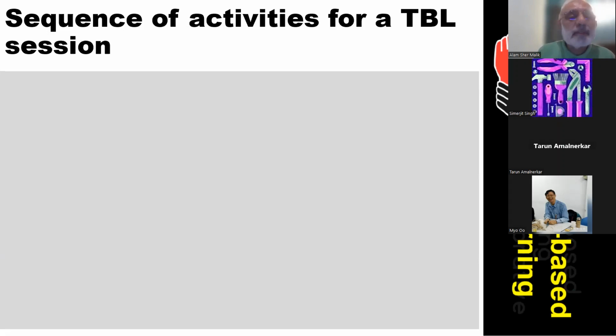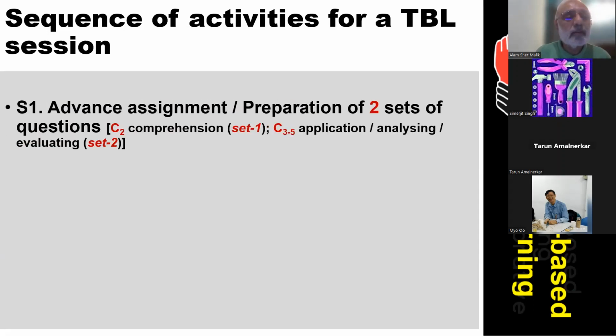The sequence of activities in a TBL session, we can enumerate them. First, advance assignment for the students. So they have to prepare and read and go through the material given to them. Whereas for staff, they have to prepare two sets of questions. If we use Bloom's taxonomy, the cognitive levels, the first set is mainly to assess the comprehension of the students, and the second set of questions to assess the ability to apply or analyze or evaluate. So two sets of questions need to be prepared by the lecturers.